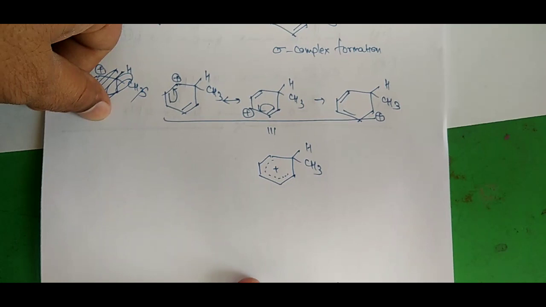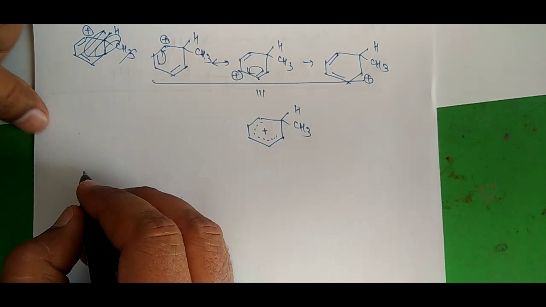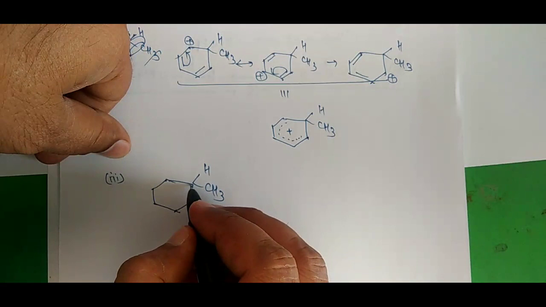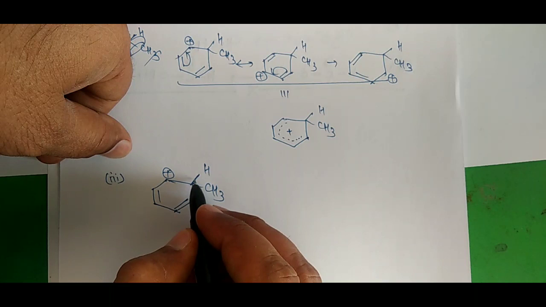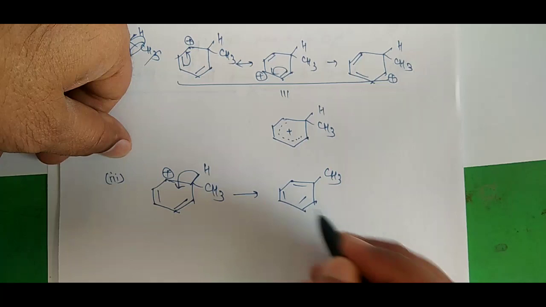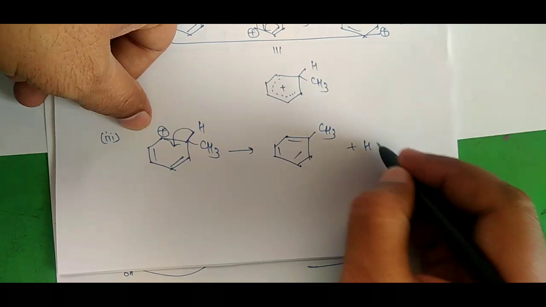Now the last step is the loss of proton and formation of product. This is the third step of that reaction, the loss of proton, which we will see from this sigma complex. So how does the loss of proton take place? This is H, this is CH3, and this carries positive charge, and therefore this H will donate its electron density to this carbon, and therefore the loss of proton occurs, and we will get here the CH3, and this is called toluene.